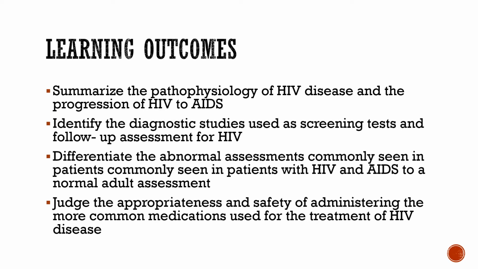We will differentiate the abnormal assessments that are commonly seen in patients with HIV and AIDS to a normal adult assessment. So we are going to look at what we consider normal, quote unquote, or within the normal limits, and then we will look at what we are seeing with someone who has been infected with the virus. And we will judge the appropriateness and safety of administering the more common medications that are used for the treatment of HIV disease.